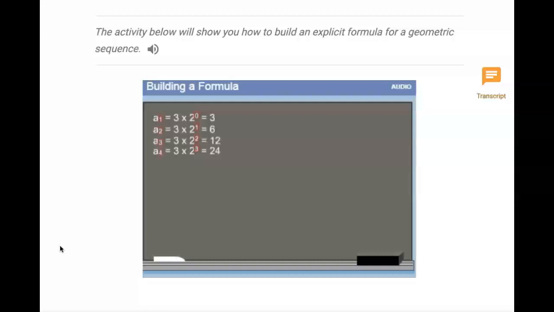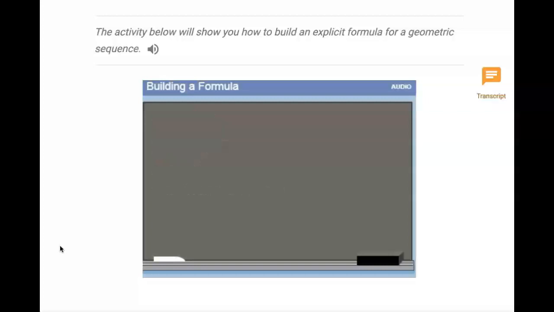Now you can make a general statement. To get to the nth term of the sequence, start with a1 equals 3 and multiply by 2 to the n minus 1 power. This same pattern works for any geometric sequence. If you know the first term, a sub 1, and the ratio between consecutive terms, r, then to find the nth term, you can use the general formula shown here.